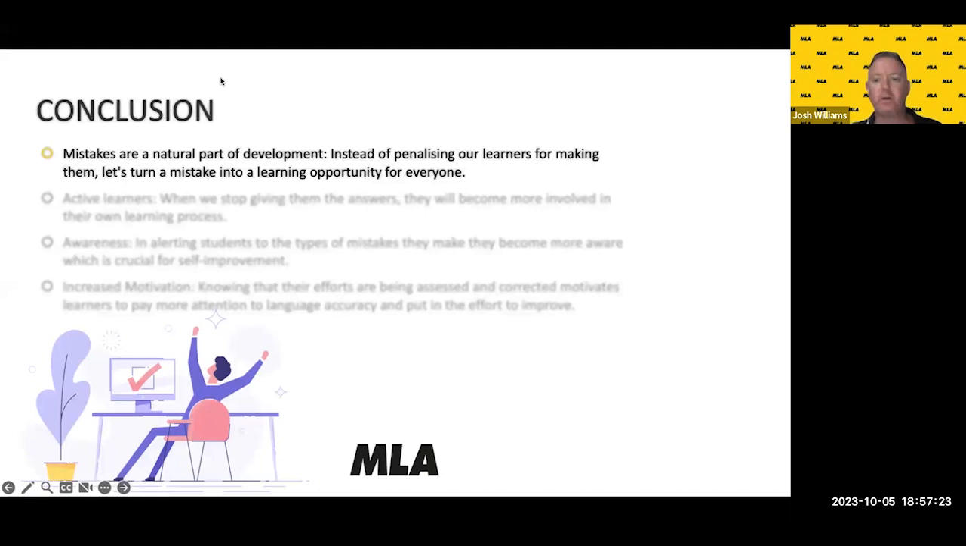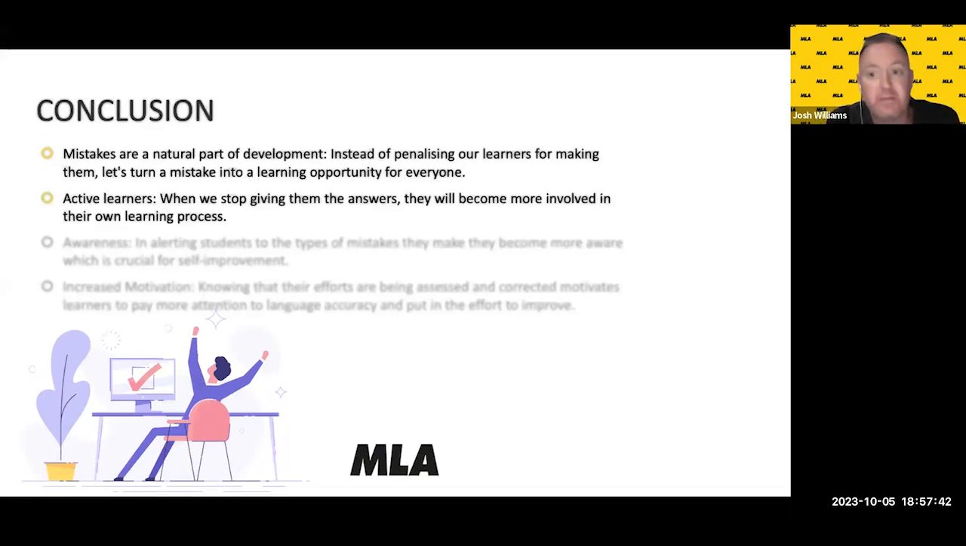That brings us to our conclusion. So just thinking that, remember that mistakes are a natural part of the development, okay? Instead of treating it as something to be punished, what we're really doing is turning it into a learning opportunity, not least for the teacher, to learn what level their students are, if the students are following what they're being taught, okay? Active learners, when we stop giving them the answers, they'll become more involved in their own learning process. I think this is a theme of these series of webinars, to get students involved.